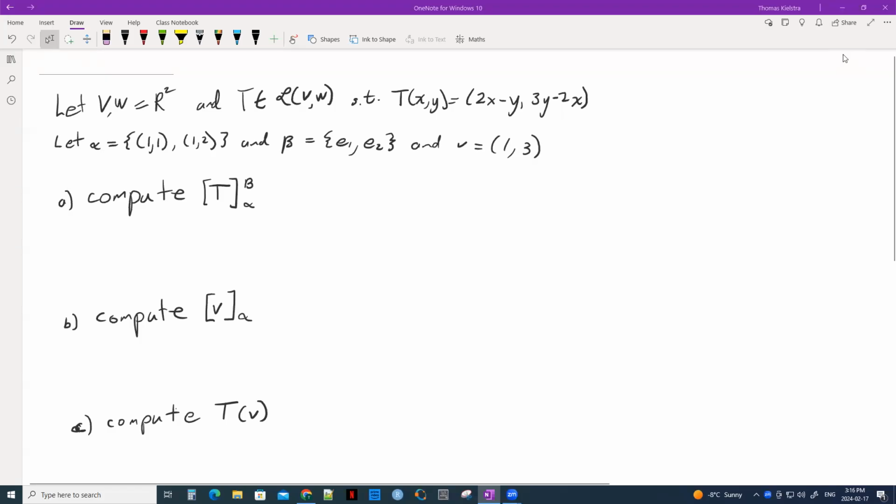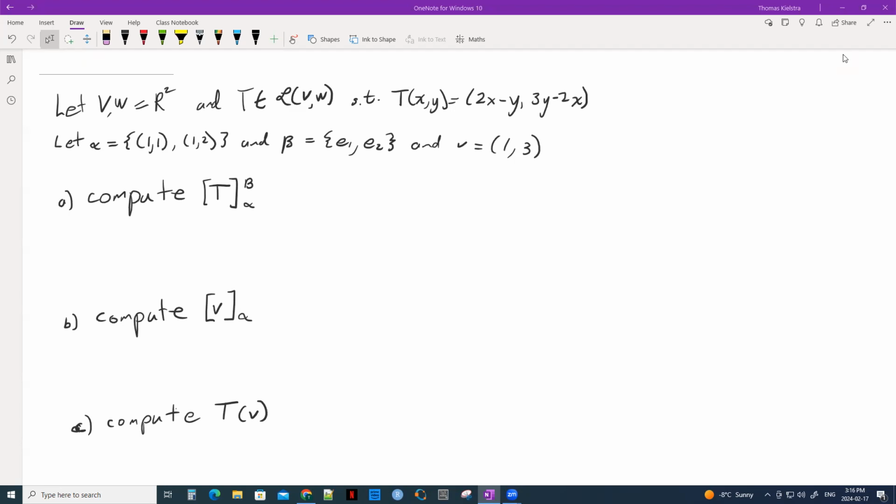We're going to start by looking at a linear transformation from V to W, where V and W are both R2. We're going to have the following transformation: T of (x, y) equals (2x minus y, 3y minus 2x). Here, x and y are real numbers, the tuple (x, y).